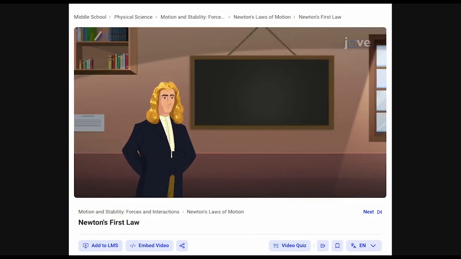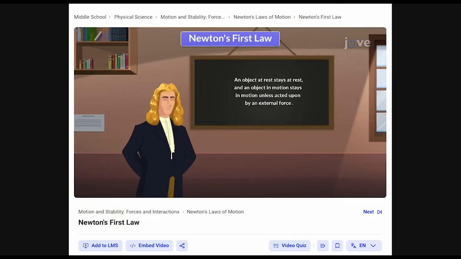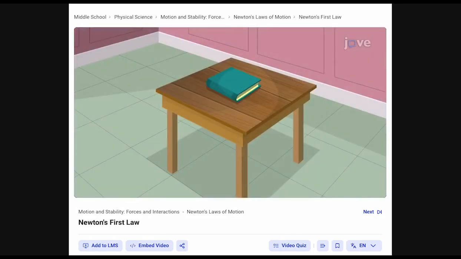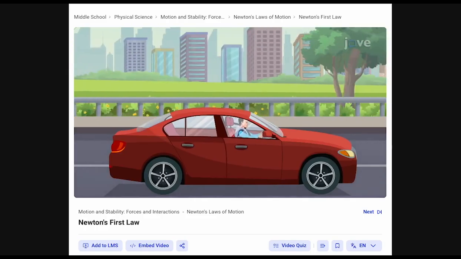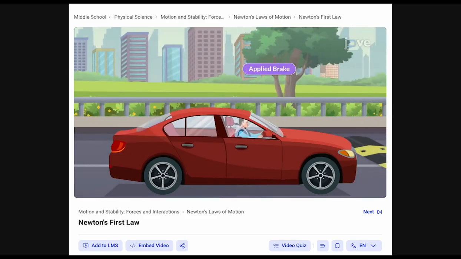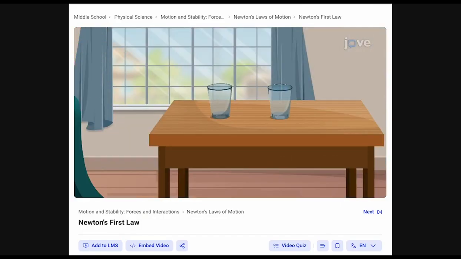This phenomenon is explained by Newton's first law, also known as the law of inertia. This law says that an object at rest stays at rest, and an object in motion keeps moving unless acted upon by an external force. Inertia is an object's tendency to resist changes in motion, which is why this principle is called the law of inertia.